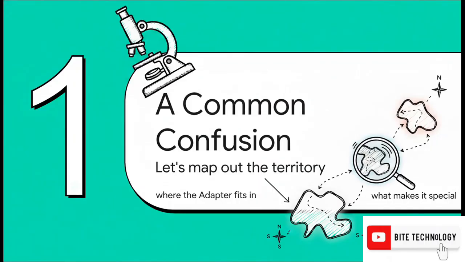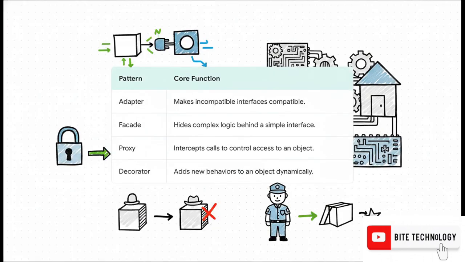So, before we put the adapter under the microscope, let's just quickly map out the whole territory. Think of it as a high-level flyover, so we can see exactly where the adapter fits in and what makes it different from its neighbors. Okay, here's the 30,000-foot view. You've got the adapter. Its whole job is making incompatible things work together.